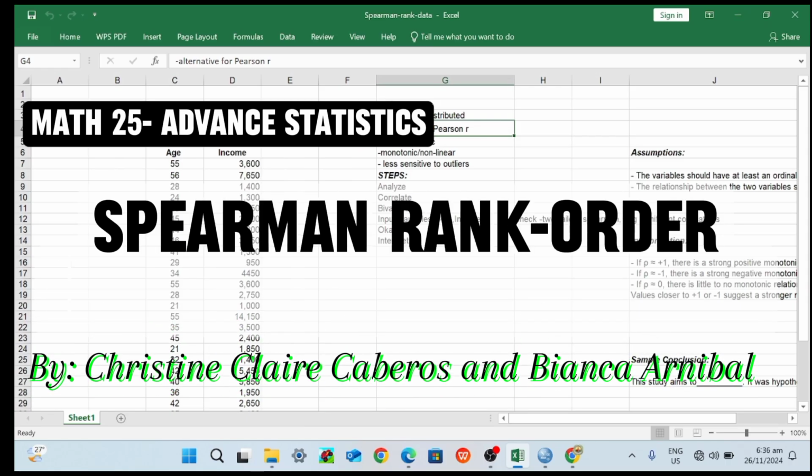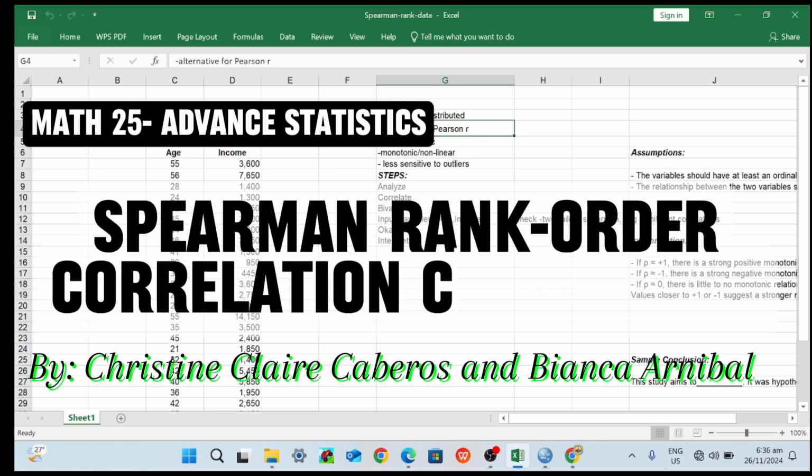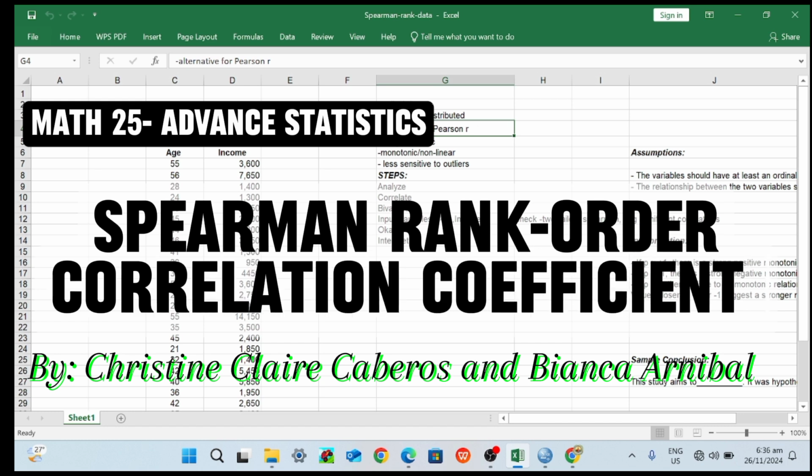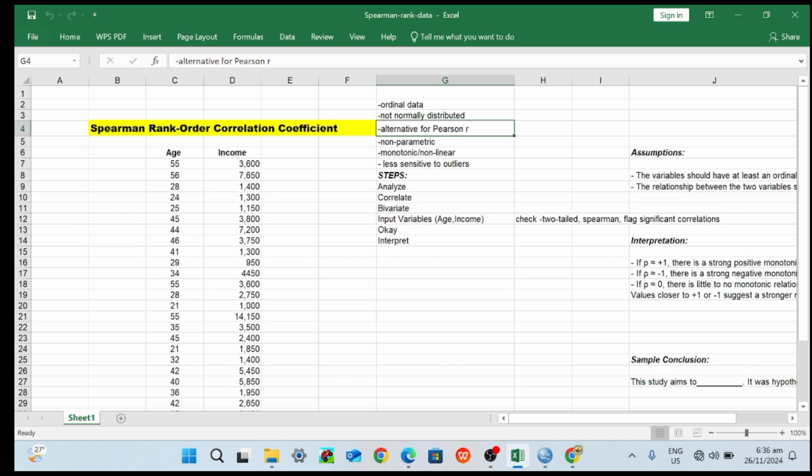In this video, we are going to talk about the Spearman rank order correlation coefficient, or Spearman rho. This type of test is an alternative for Pearson r. And there are two guidelines on when to use Pearson r or the Spearman rho. First is the level of measurement.